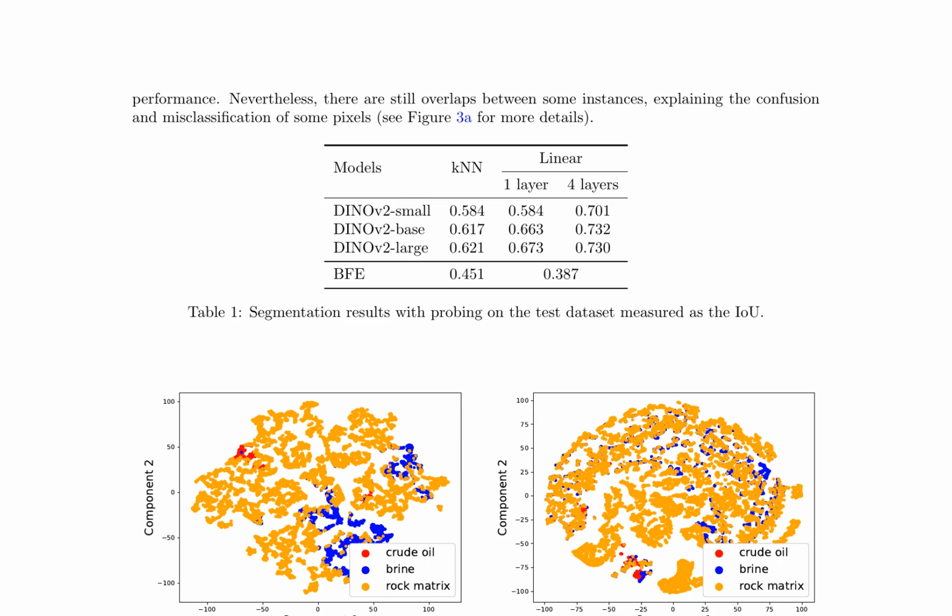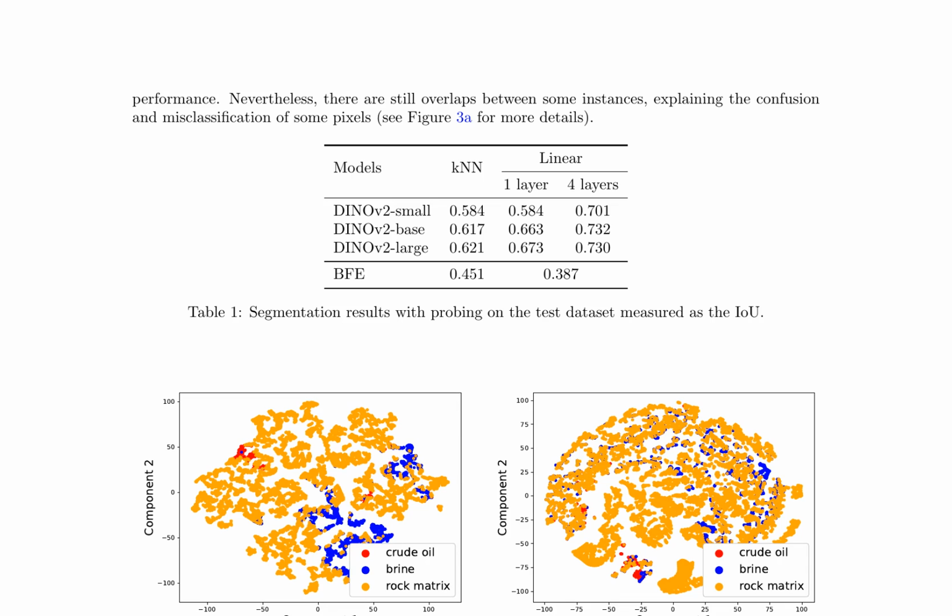The performance of segmentation models, DINOv2 and BFE, is evaluated on the test dataset using probing. As shown in Table 1, DINOv2 models outperform BFE, achieving higher intersection over union (IOU) scores. The TSNE visualization in Figure 2 illustrates the clustering of pixel-level feature vectors for a test image from sample S3, revealing that DINOv2 clusters are more distinct and well separated compared to BFE.